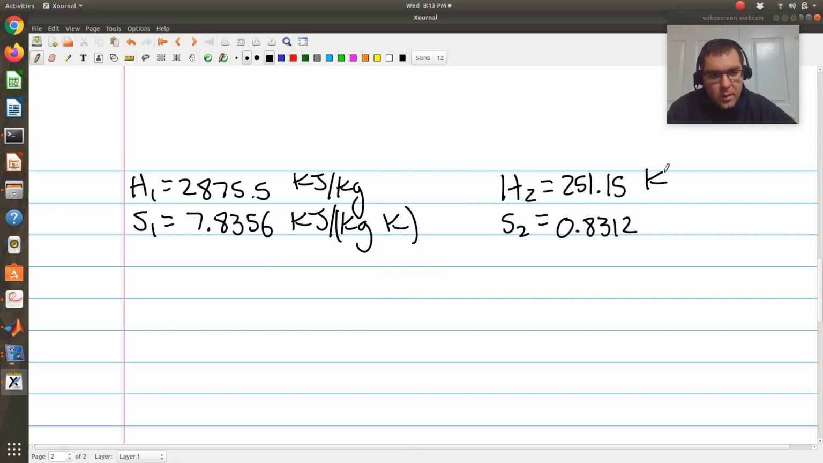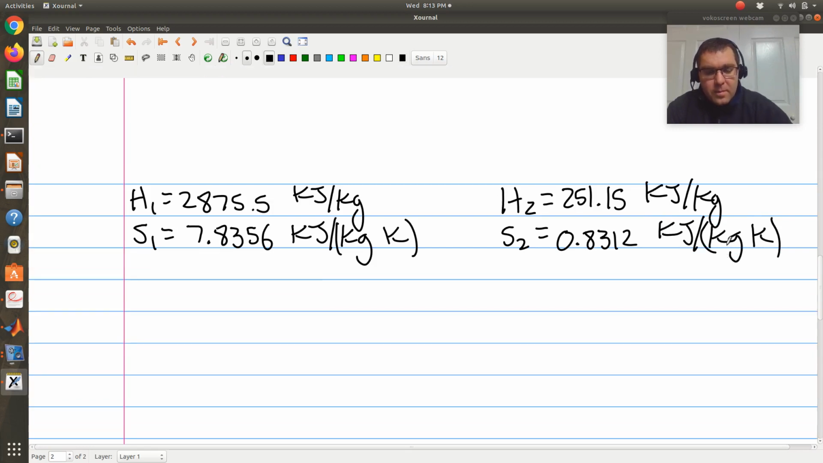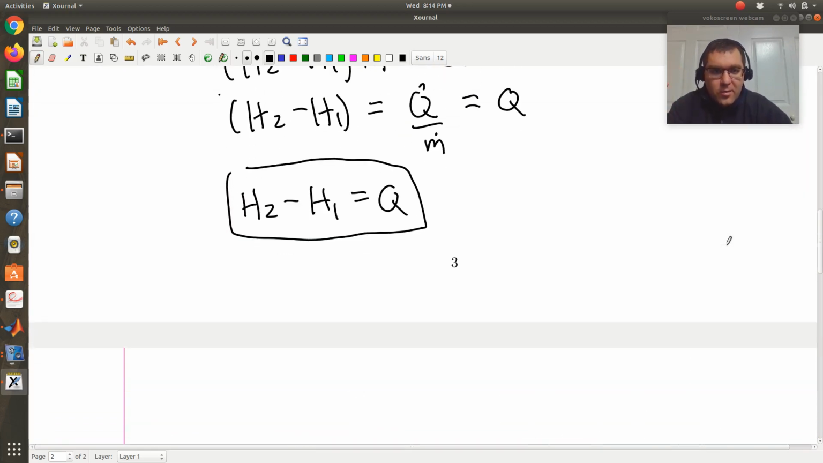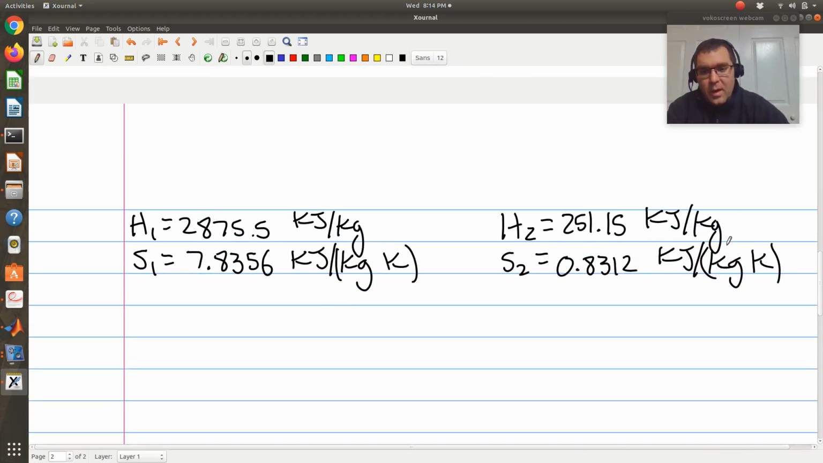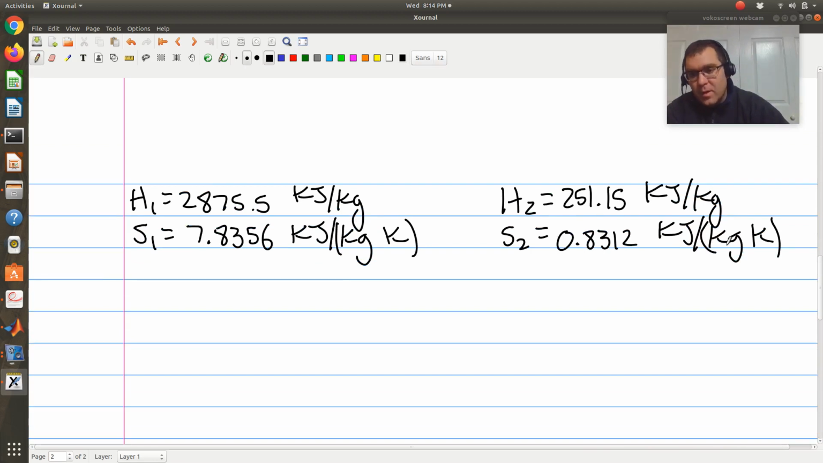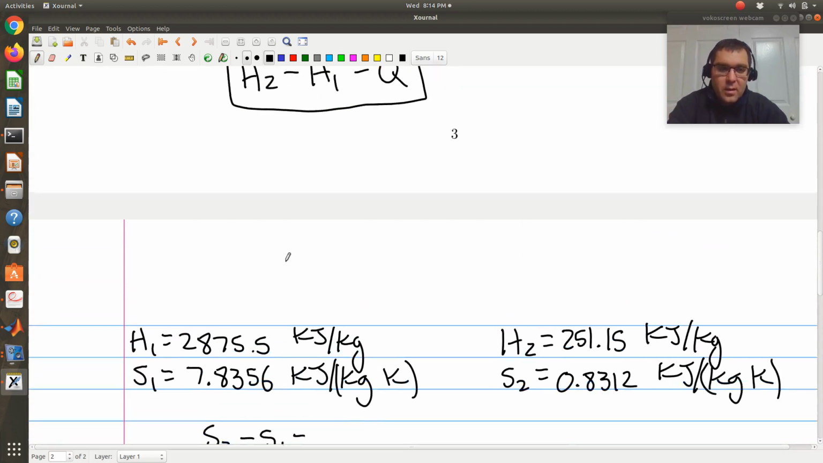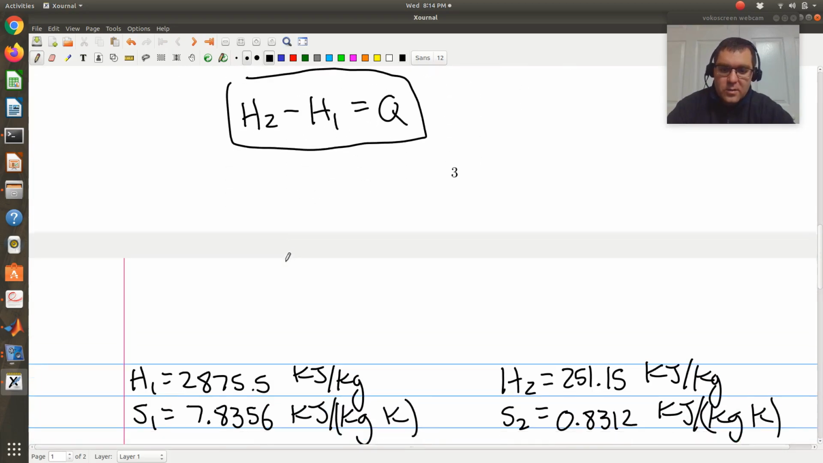Okay, kilojoules per kilogram and kilojoules per kilogram Kelvin. So we can calculate our change in enthalpy and get Q, and then at the same time, for part B it wants the change in entropy. All right, so we'll go ahead and calculate S2 minus S1 as well. Okay. So let's do it.